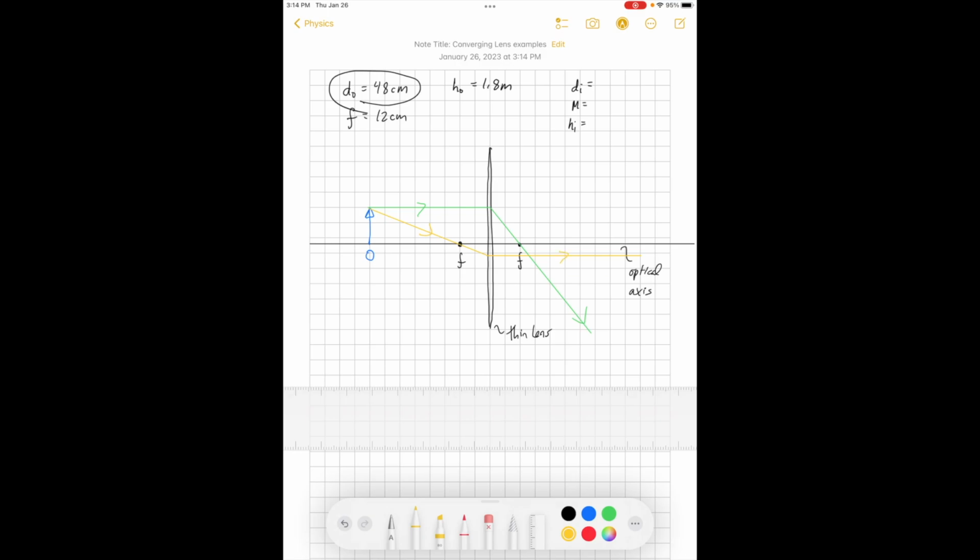And right away I can tell roughly where I expect the image to be. It's where those things intersect on the other side. To be certain, I'll draw one final ray, and that's the ray that goes from the head of the object through the center of the lens. And the special thing about the rays that go through the center of a thin converging or diverging lens is that they don't get deflected at all.